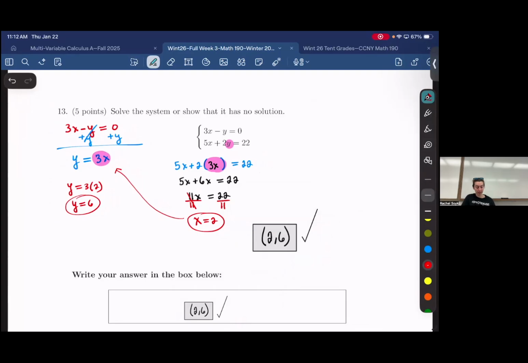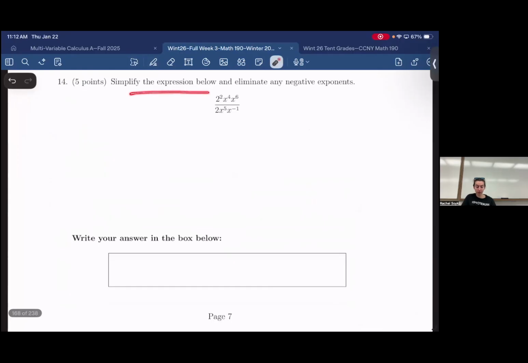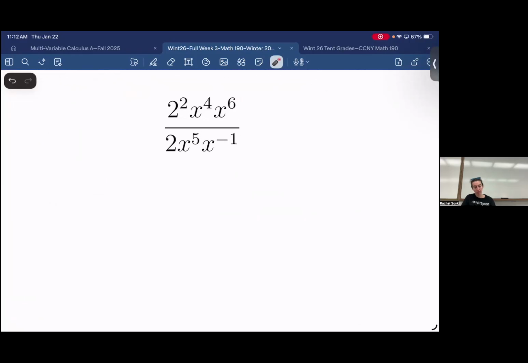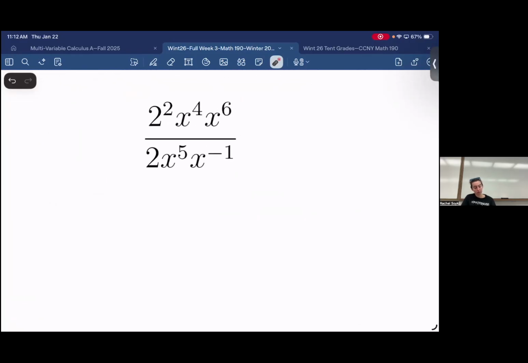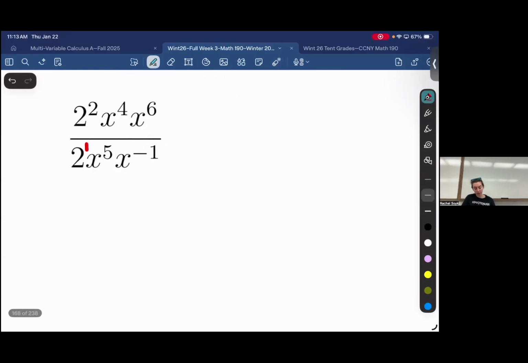Question 14. We are asked to simplify the expression and eliminate any negative exponents. So let's zoom in on this. This 2 on the bottom is really just 2 to the first. And we have a bunch of x's, so I honestly would just combine these two first and then take care of the division after we simplify that. We'll take care of the green in the next step as well.